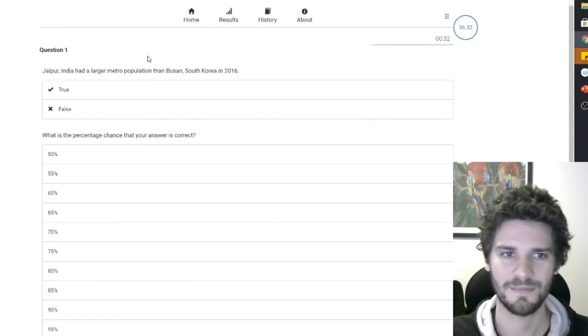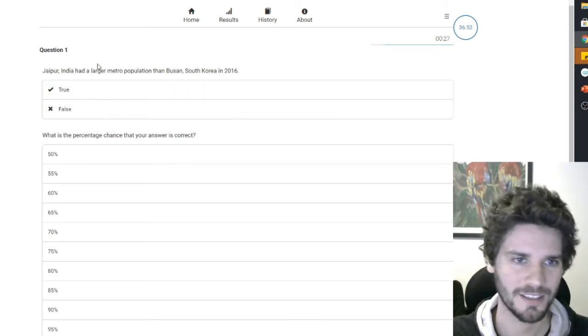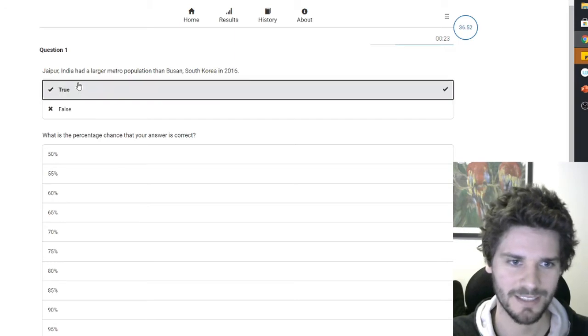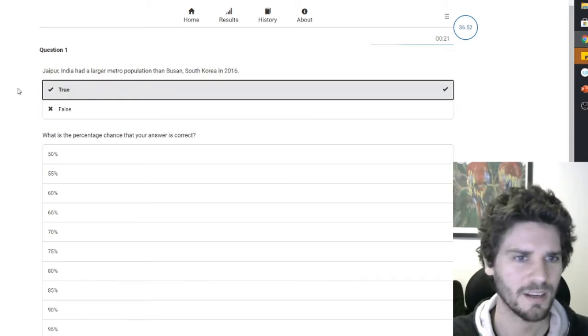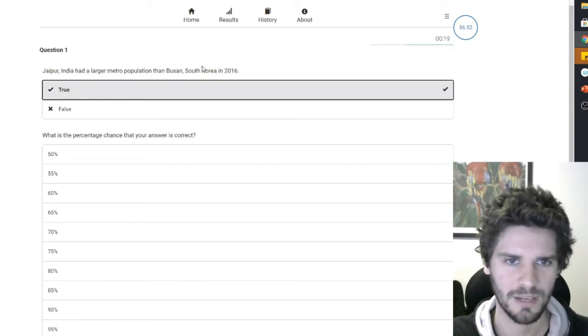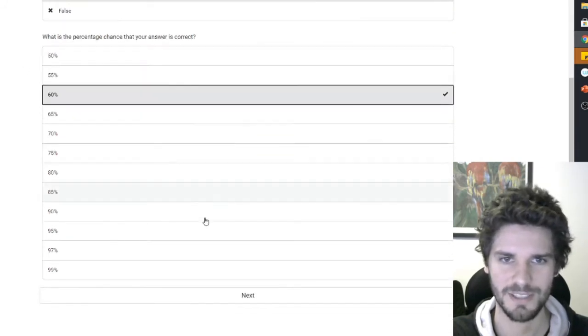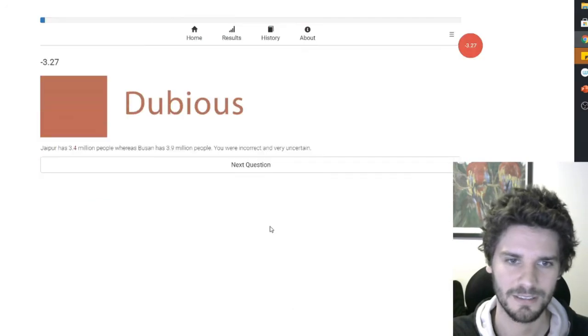Okay, basic idea. You have to say whether a statement's true or false. It's comparing the size of two cities. So India's massive and South Korea is less massive, so I'm going to guess this is true. I think I have heard of Jaipur, and I haven't heard of Busan, so that makes it slightly more likely that Jaipur is bigger. So I'm going to guess 60% because I really don't know much about cities.